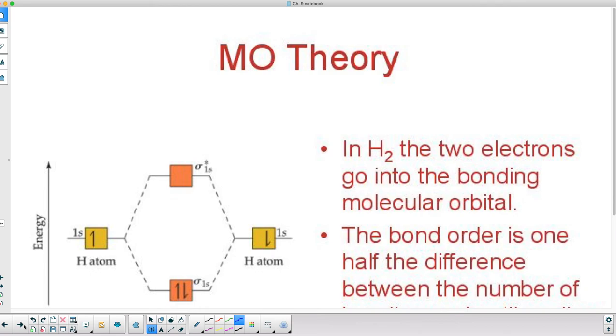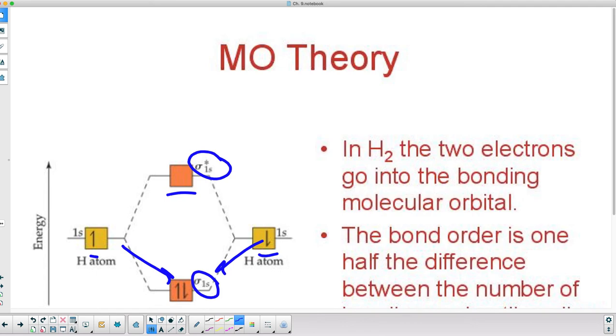Here's how they show them. Here's the 1s anti-bonding orbital. Here's the 1s bonding orbital. So I have a hydrogen on the left-hand side and a hydrogen on the right-hand side. They have just one electron each. Those two electrons fall down here into the lower energy orbital, and no electrons go up here. This is why the hydrogen H2 bond works.